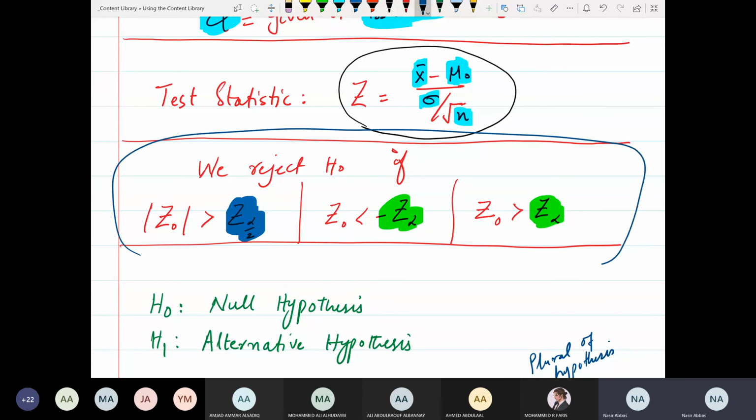This is the rejection region for every case. So we have 3 regions, for 3 different questions. If your H1 is bigger than, you will follow this last one. If your H1 is less than, you will follow the middle one. If your H1 is not equal to, you'll follow the first one. Okay.